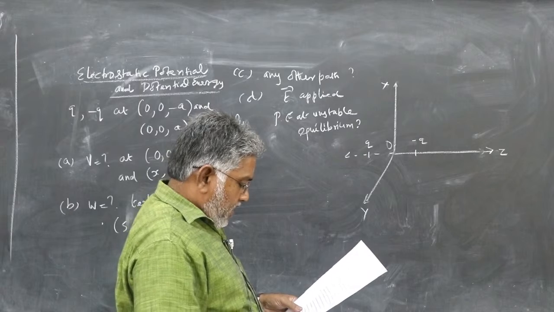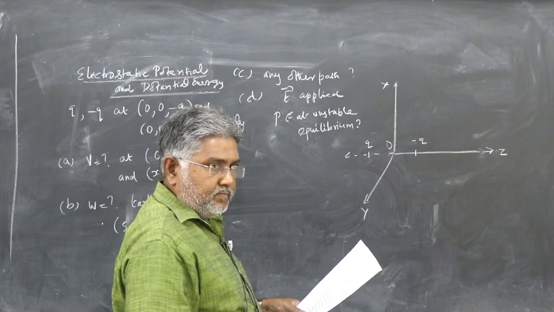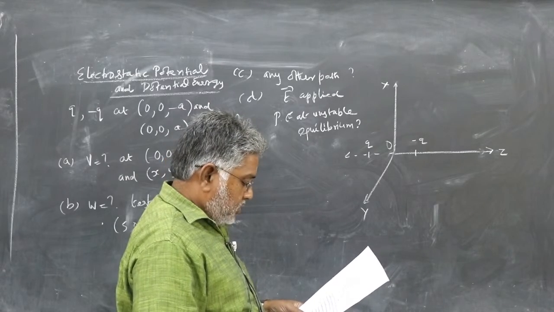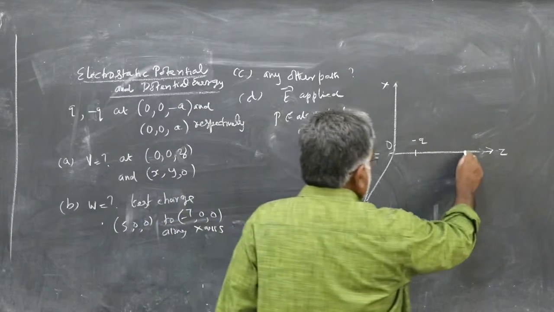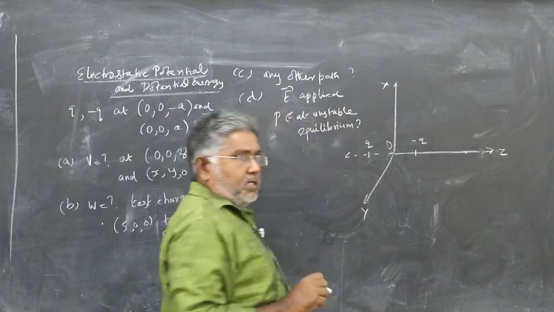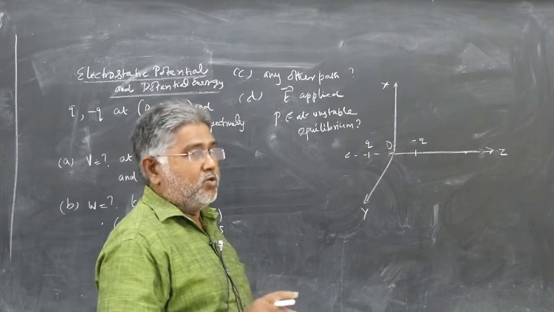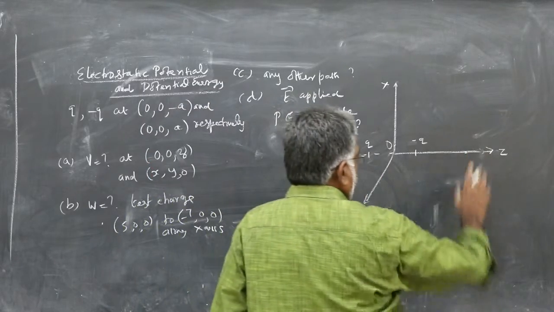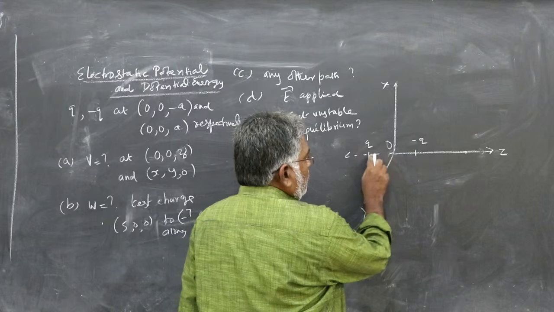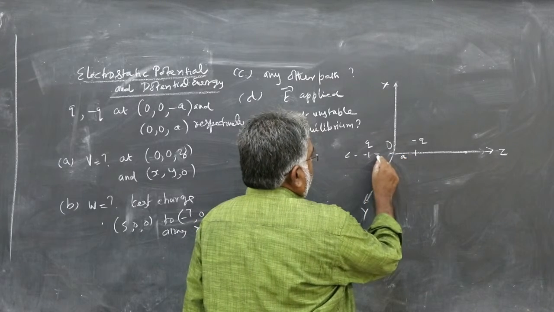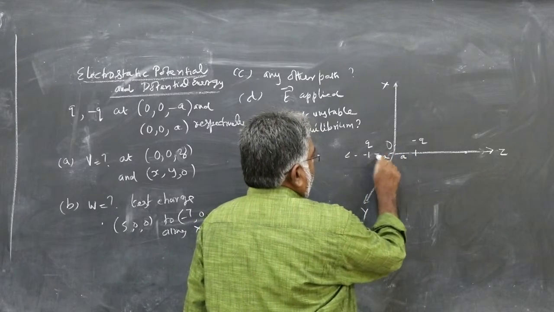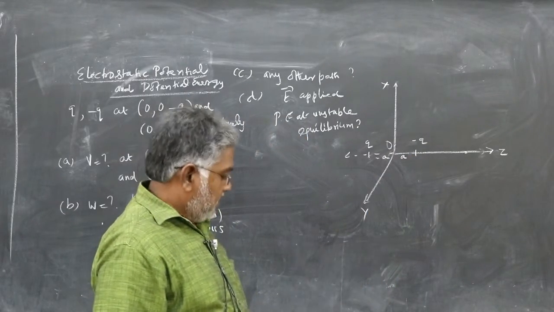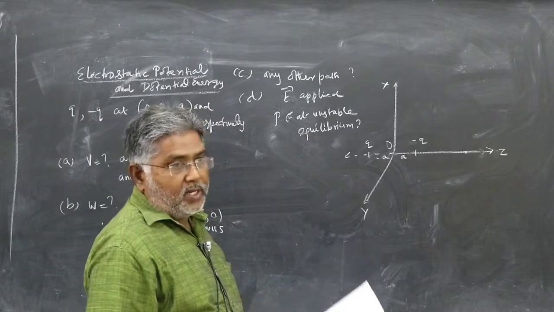First one, potential at 0, 0, Z. Also potential at x, y, 0. 0, 0, Z, somewhere here. 0, 0, Z means that point should have x coordinate 0, y coordinate 0, z coordinate Z. So you see it is an axial point. This is 2a, this is a, therefore this is minus a; 2a is the dipole length. So basically the point P is on the axial line.